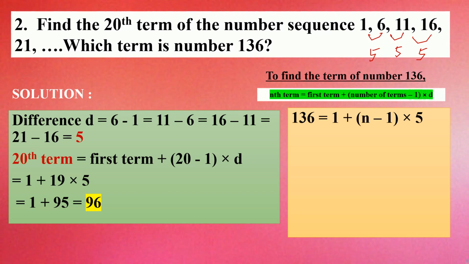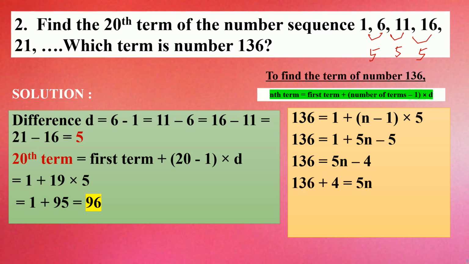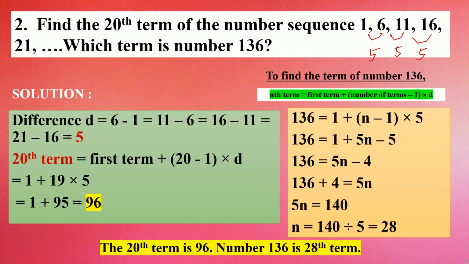Nth term is equal to first term plus number of terms minus 1 into d. D is the difference. So 136 is equal to 1 plus n minus 1 into 5. Let us solve the equation. Minus 5 plus 1, we get minus 4. So 5n is equal to 136 plus 4. That is 5n is equal to 140. N is equal to 140 divided by 5, that is 28. So therefore the 20th term is 96. Number 136 is the 28th term.